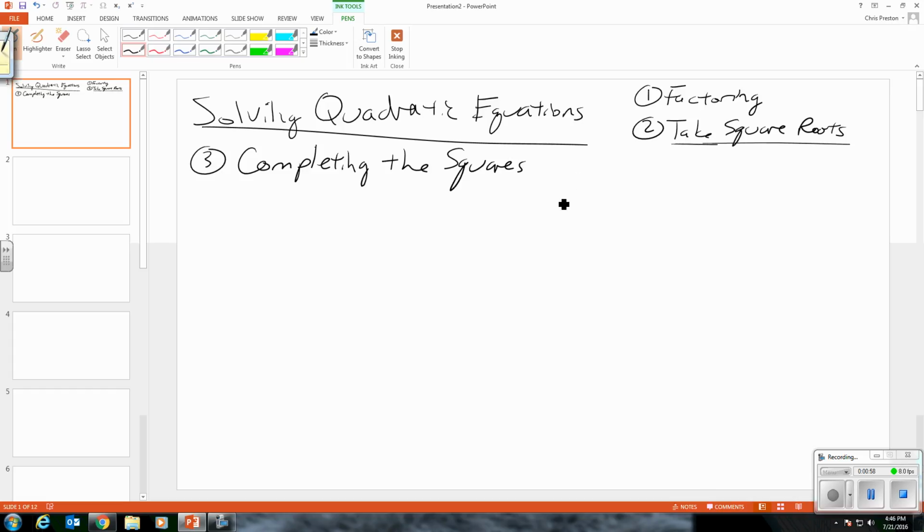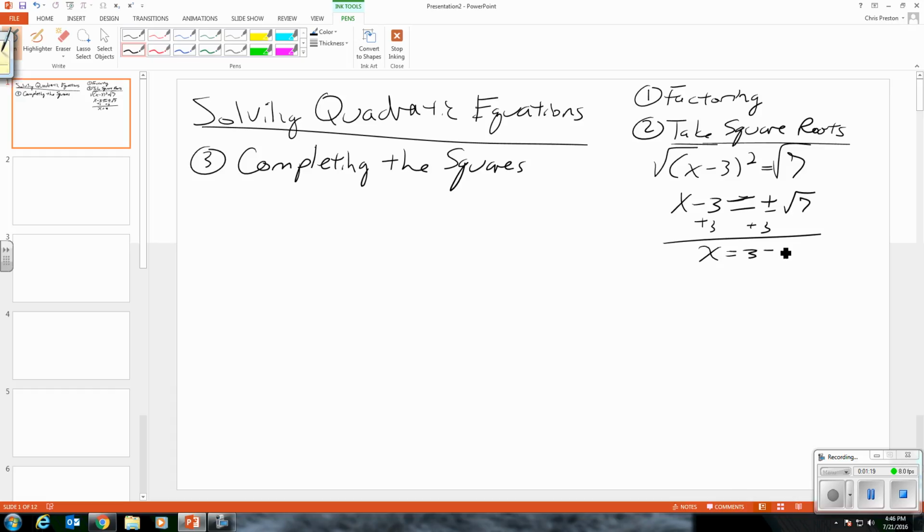The idea here is, with taking square roots, let's say I have x minus 3 squared equals 7. I can solve that by taking the square root of both sides. You get x minus 3 equals plus or minus the square root of 7. Add 3 to both sides. x equals 3 plus or minus square root of 7. That's how you'd solve that, taking square roots.